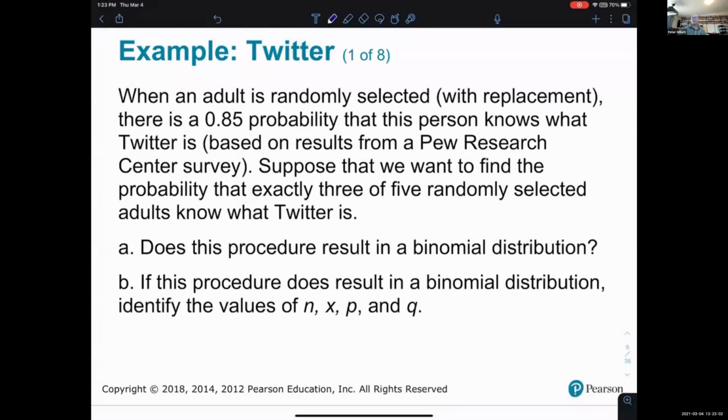I think they're going to discuss it, so let's look at the slides. So first they say, A, does the procedure result in a binomial distribution? So we have to look at those 4 criteria. B, if this procedure does result in a binomial distribution, identify the values of n, x, p, and q. So they're not asking us to actually do any calculations here. They're just helping us understand the notation and the requirements of binomial probability distributions when given an example to think about.